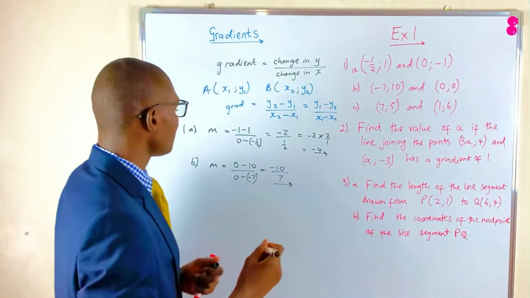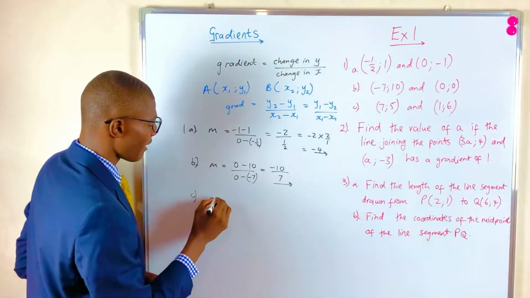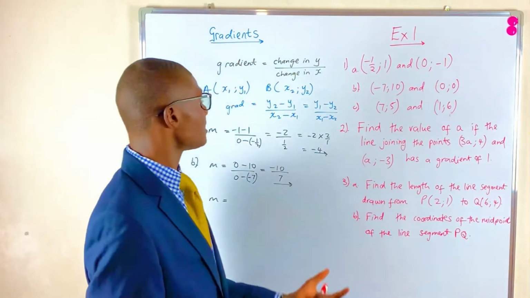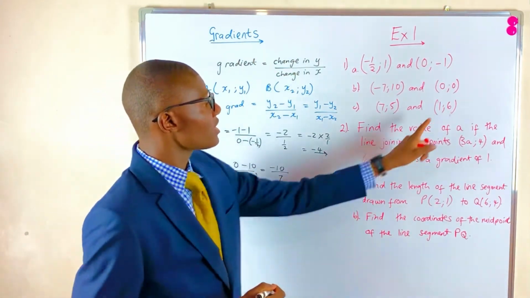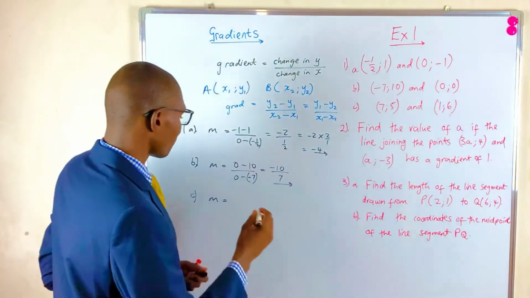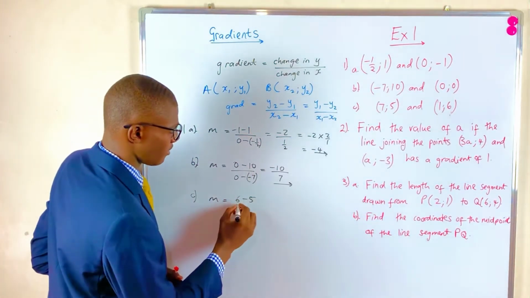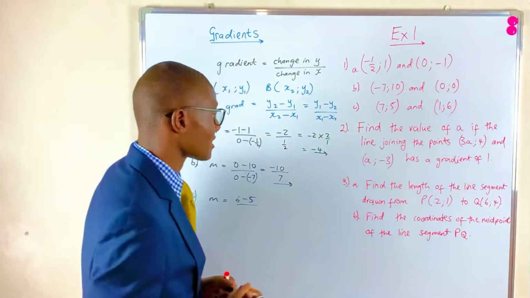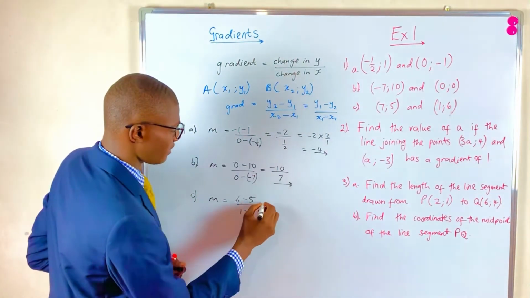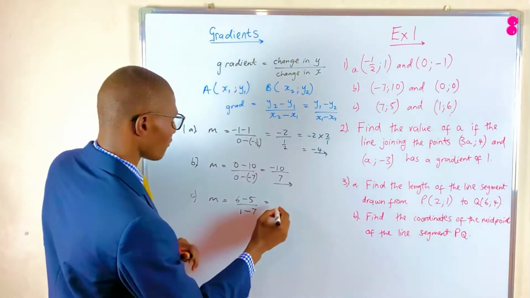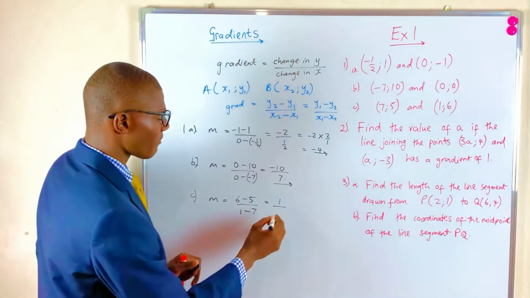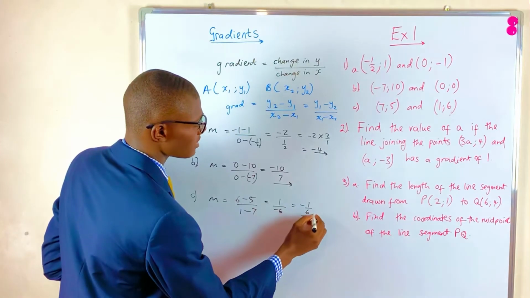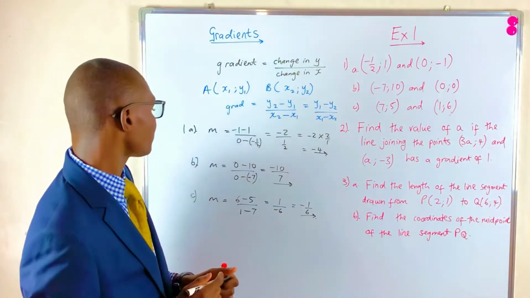Now for part C, gradient m is going to be given as well by the change in y over the change in x, like we mentioned. So we are saying 6 minus 5 for the change in y, over 1 minus 7 for the change in x. 6 minus 5, we get a 1, over 1 minus 7, that's a minus 6. So we get minus 1 over 6 is the gradient for part C.